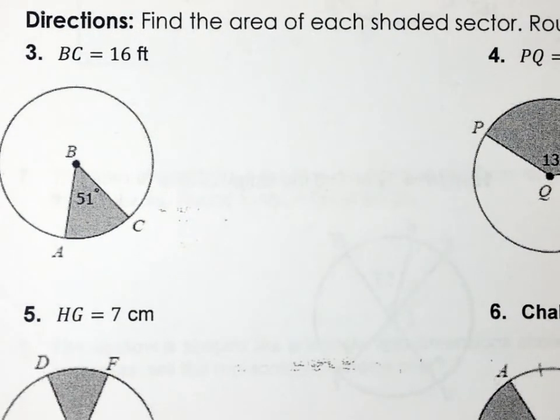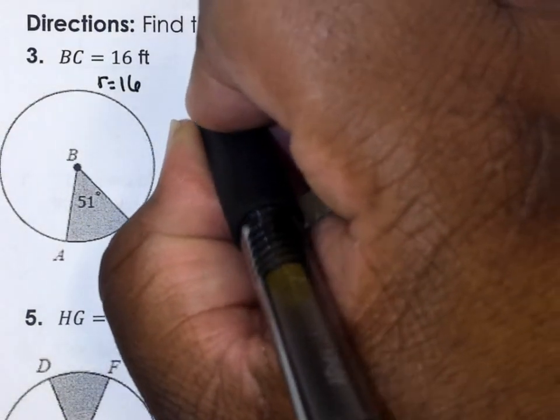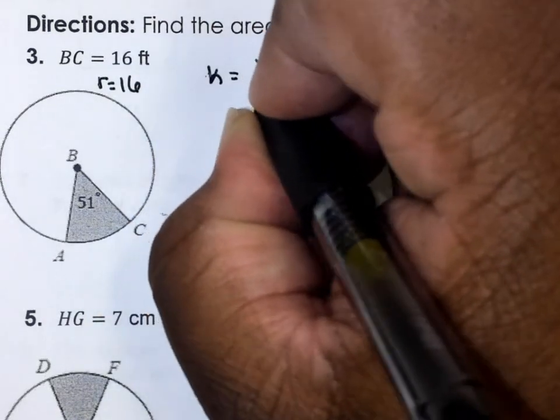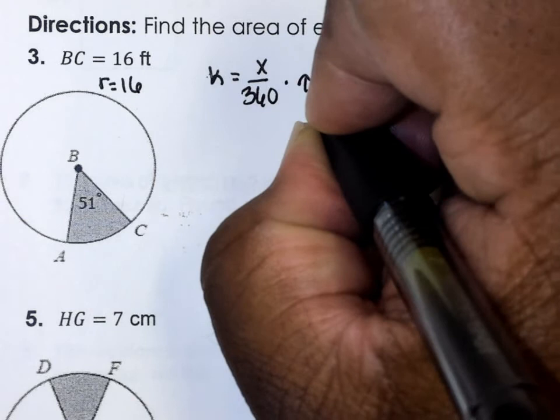Number 3. On this one, the first thing they tell me is BC equals 16. Let's see here, BC represents what, my radius or my diameter? Radius, so that's basically telling me my radius equals 16. I need to know that. So my formula is going to be K equals X over 360 times the area of the circle, which is pi r squared.